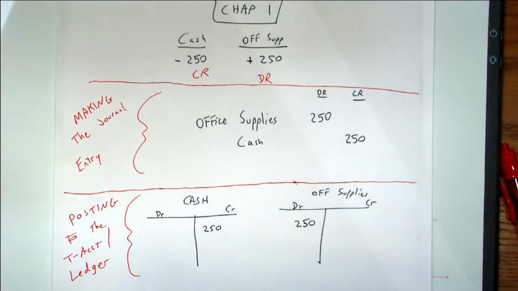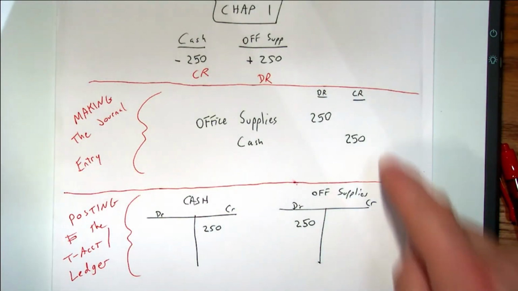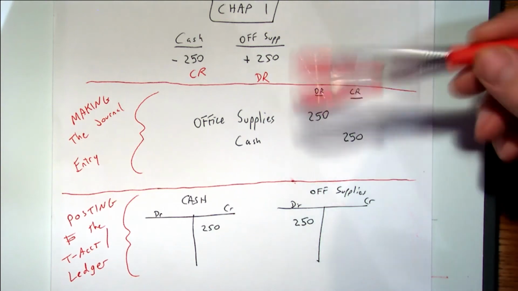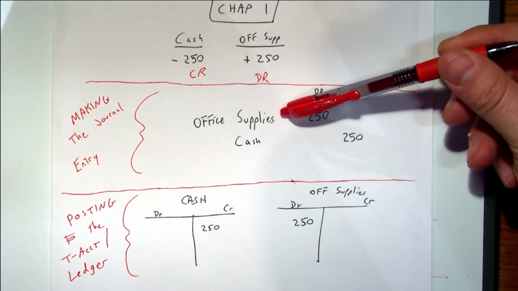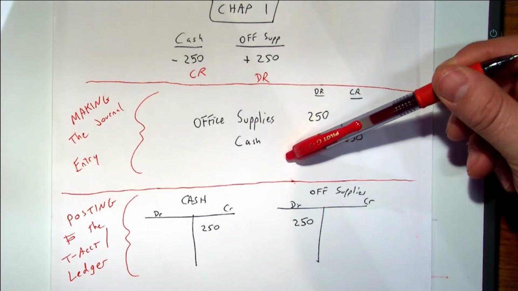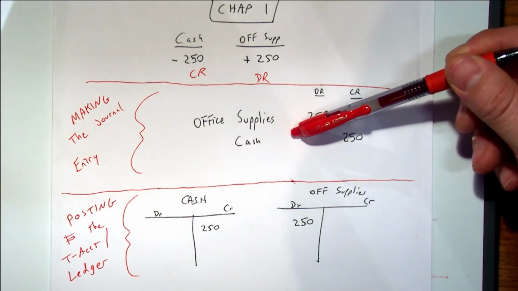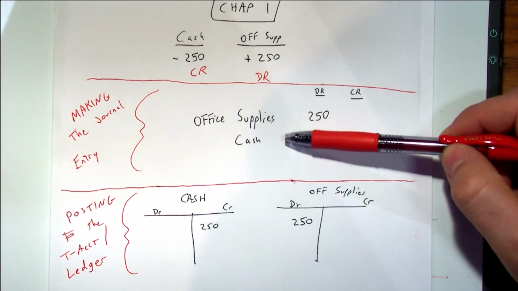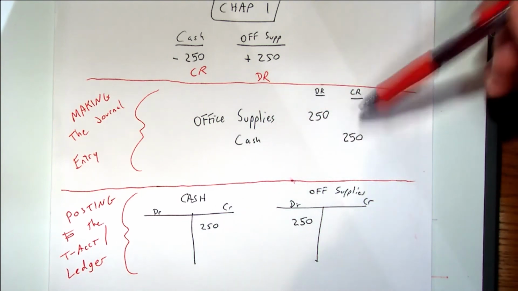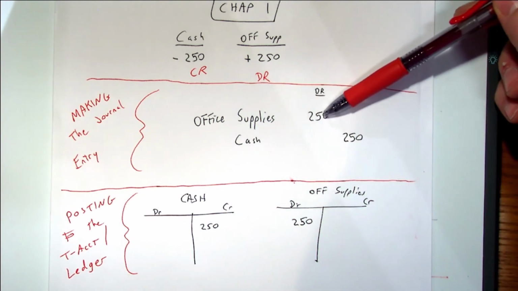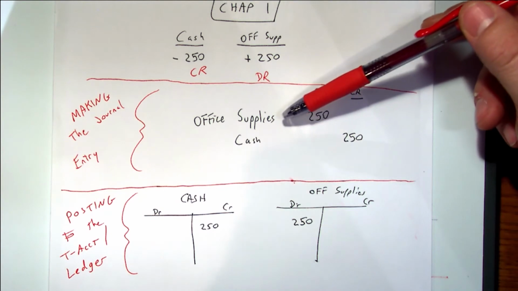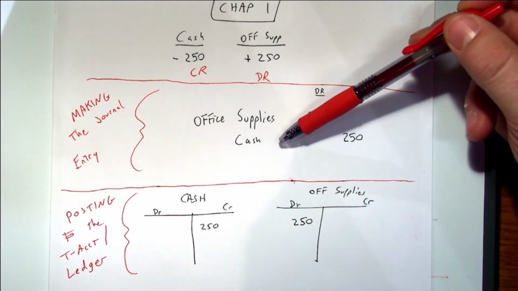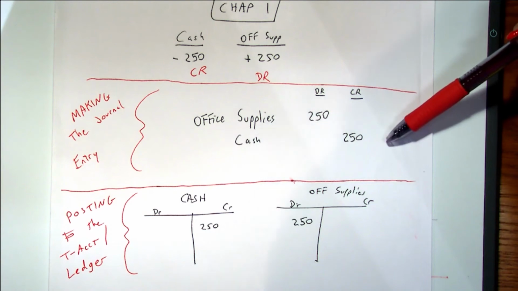Now let me say some things about making journal entries. You list the accounts that are being debited first, and then you list the accounts that are being credited. Now notice what I did not say. I did not say you list debit balance accounts first and then credit balance accounts, because these are both debit balance accounts, are they not? You list the accounts being debited first, and here there was only one. And then you list the account or accounts being credited next.